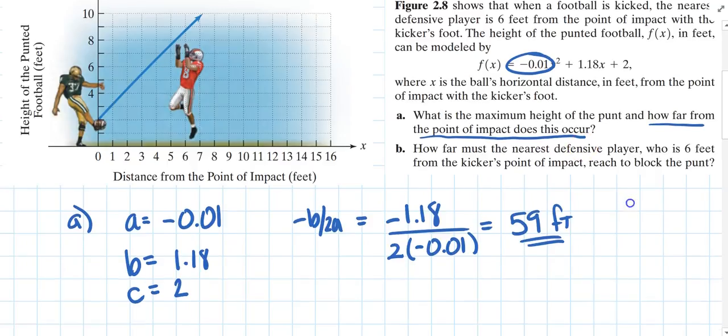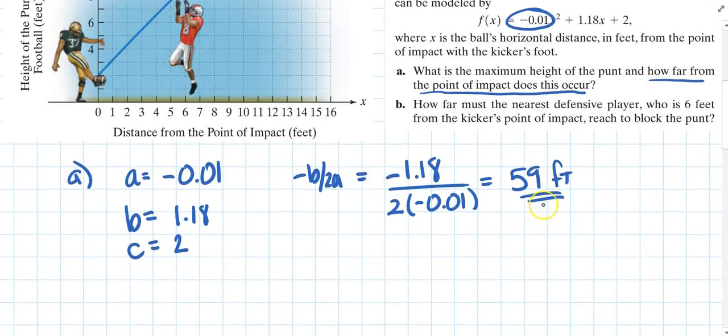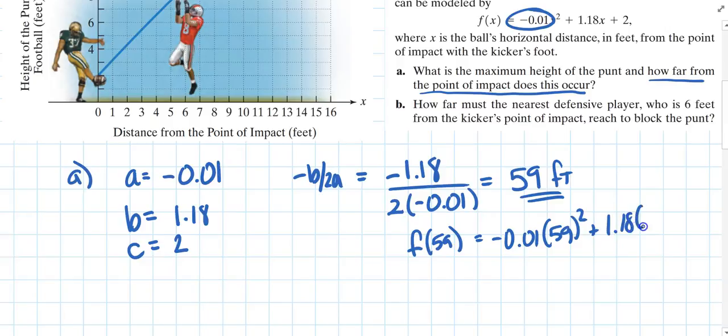To actually figure out how tall it is, you have to take 59 and substitute it back in. So we want f of 59, okay? So it's going to be negative 0.01 times 59 squared plus 1.18 times 59, and then we're going to add 2. So we need to do all that in our calculators.